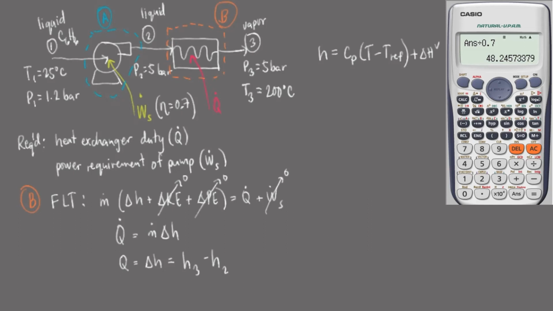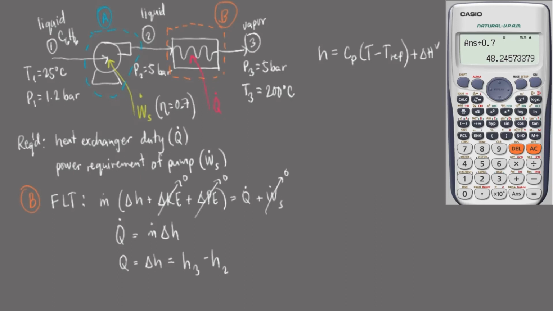Let us first look for the saturation temperature of benzene. For that, we need to use the Antoine equation. If you remember, the Antoine equation can give us two things. Either it gives us the saturation pressure if we give it the temperature, or it gives us the saturation temperature if we give it the pressure. In our case, we can give it the pressure of 5 bar and it will give us the saturation temperature of benzene at that pressure.